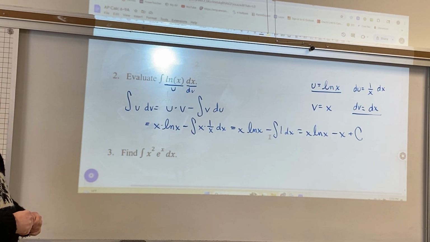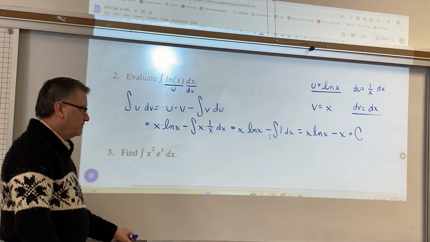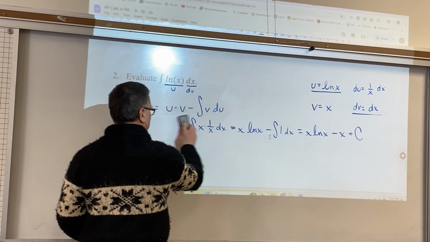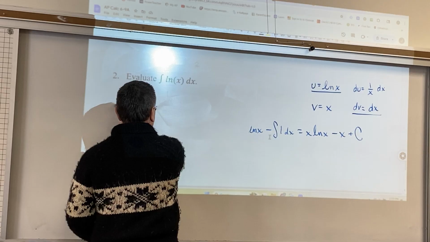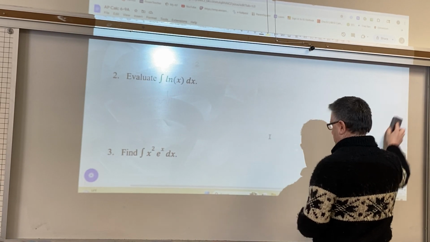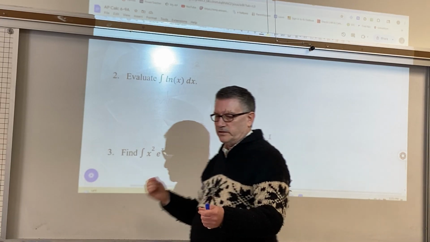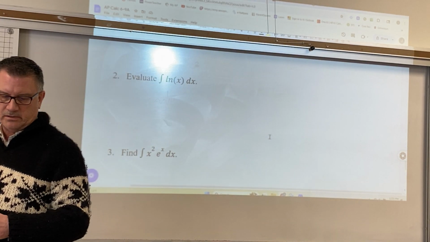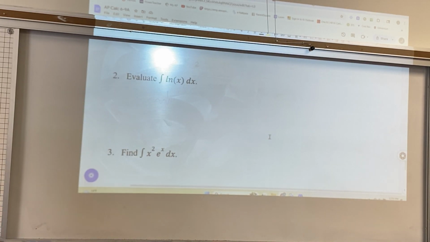Okay. So the challenge on this is going to be trying to figure out what's u, what's dv. And you are going to want u to, when you take the derivative of whatever you decide u is, you do want it to come out to be simpler than what it is right now. So maybe we'll do number 3 and we'll wait on 4.